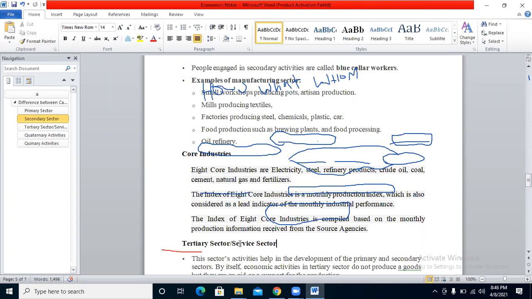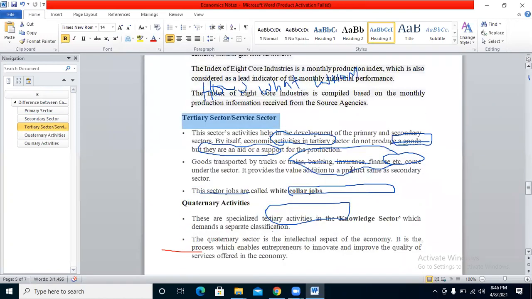Next is the tertiary or service sector. These sector activities help in the development of the primary and secondary sectors. By itself, the tertiary sector does not produce goods, but it provides support to production. Goods are produced by the primary or secondary sector, but distribution work is done by the service sector or tertiary sector.